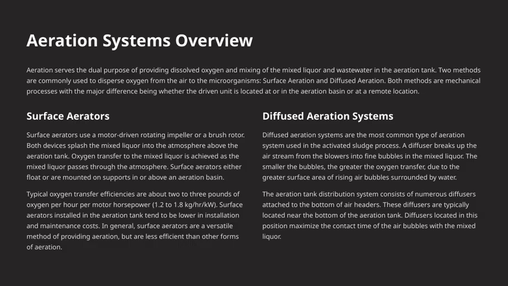Moving on to diffused aeration systems, these are actually the most common type in activated sludge processes. The key component here is the diffuser, which breaks up the airstream from blowers into tiny bubbles within the mixed liquor. The smaller the bubbles, the better the oxygen transfer because of the increased surface area of each bubble as it rises through the water. Usually, diffusers are placed near the bottom of the aeration tank, attached to air headers, to maximize contact time between the bubbles and the mixed liquor. This setup helps improve oxygen transfer efficiency significantly.